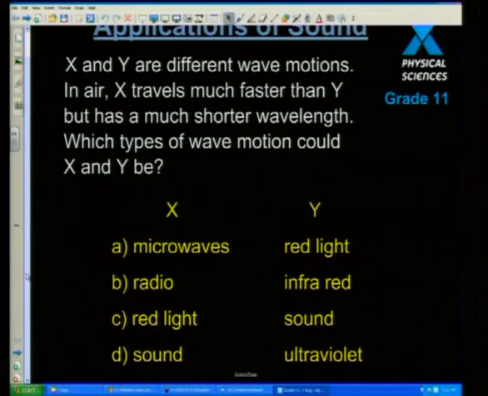Now, the way it's set out is A says to me that X is microwaves and Y is red light. X is radio waves and Y is infrared. Or X is red light and Y is sound. Or X is sound and Y is ultraviolet. Okay, so this is your challenge. Okay, so through this show, have a look at it. We'll discuss it right at the end. I'm sure some of you have got some ideas as to what the answer could possibly be. There's a little bit of a trick in this one, so think about it. Let's see how it goes.